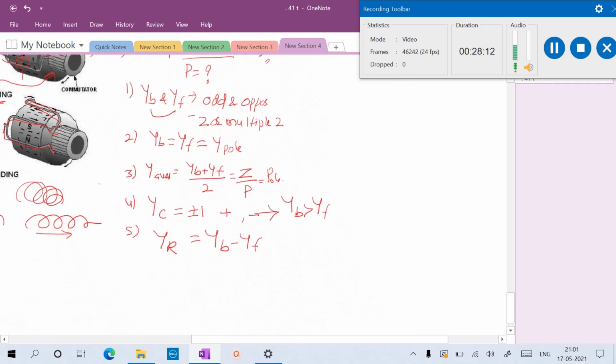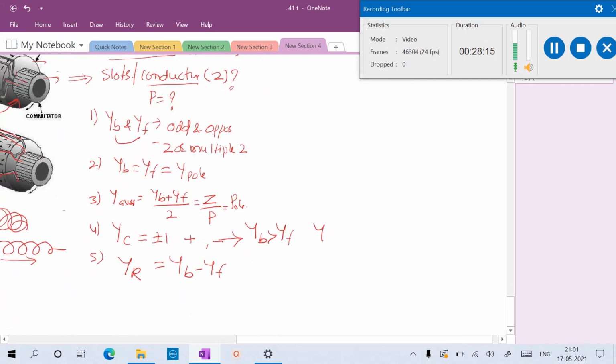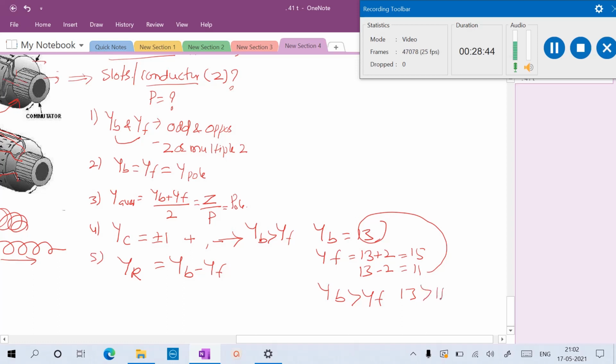If we take YB is equal to 13, and YF should be whether it is 13 plus 2 or 13 minus 2, so that is equal to 15 or it may be 11. Here the condition is YB is greater than YF, that means these two cases. So 13 is greater than 11, then the winding is a progressive winding.